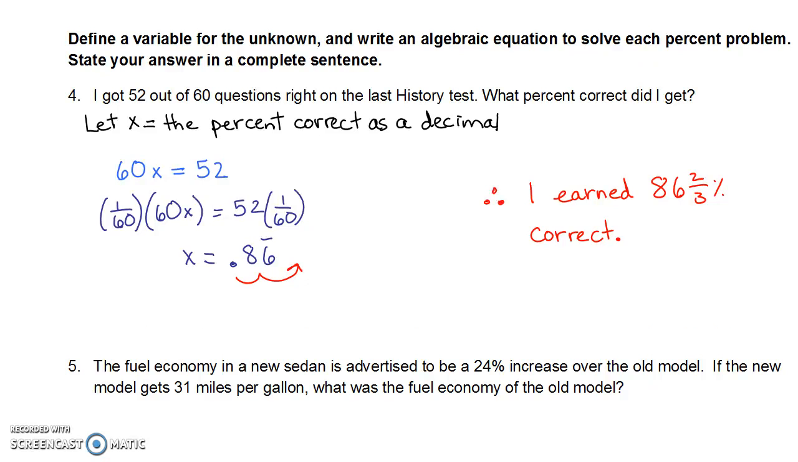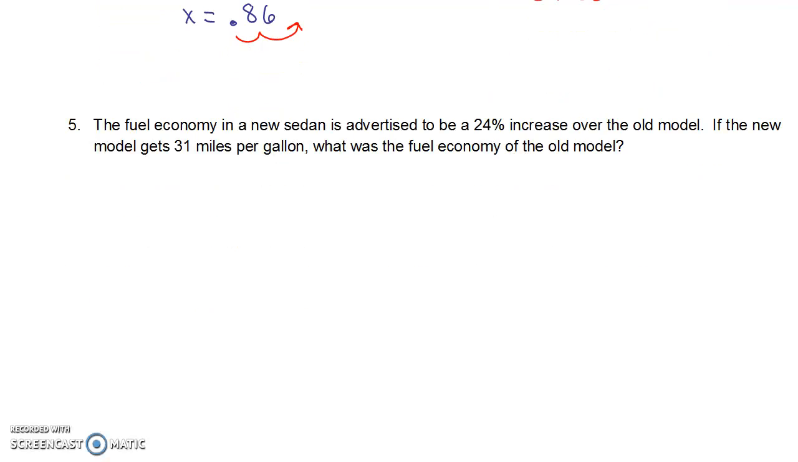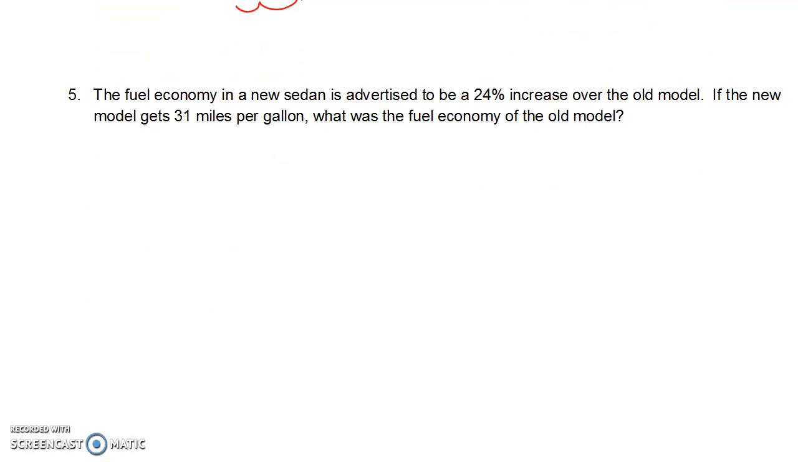Let's take a look at number 5. Number 5, the fuel economy in a new sedan is advertised to be a 24% increase over the old model. If the new model gets 31 miles per gallon, what was the fuel economy of the old model? So we are going to let x equal the fuel economy of the old model.